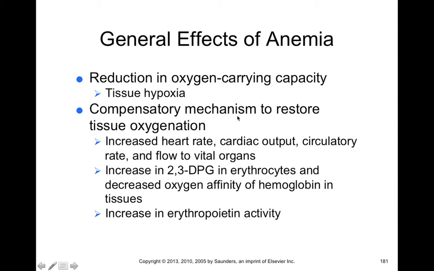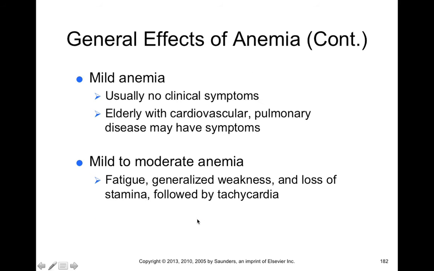Now, there are some compensatory mechanisms to restore tissue oxygenation. You'll see things like an increase in heart rate, an increase in cardiac output, circulatory rate and flow to vital organs in order to make sure that you can receive enough oxygenation up to those organs. You'll see that red blood cells will release more 2,3-DPG, and this is going to help decrease oxygen affinity to hemoglobin and therefore help release more oxygen into the bloodstream. So this would induce a right shift. And you're going to see also an increase in erythropoietin activity because when the kidneys sense low O2 levels in blood, they'll release erythropoietin and try to reverse the effects of anemia.